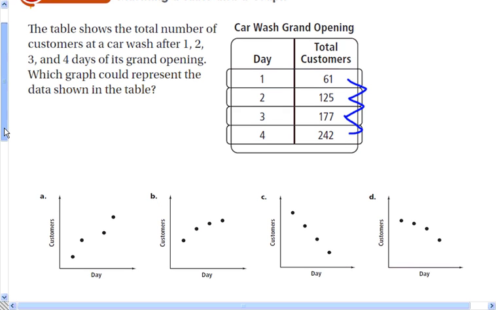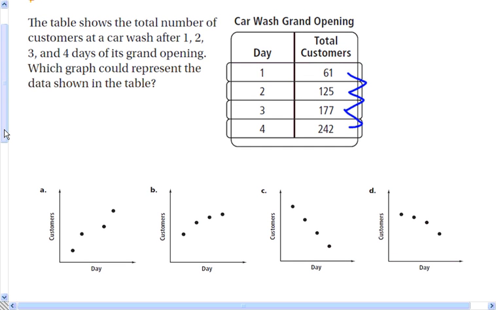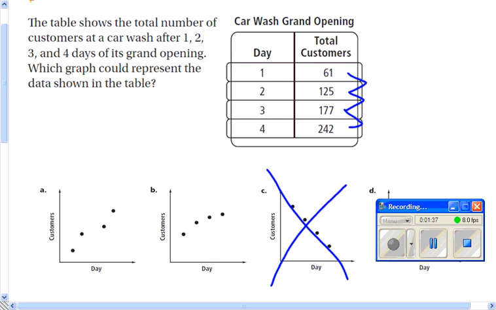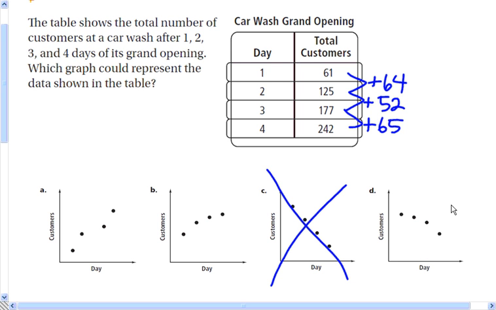We can eliminate a couple because we see the total customers increasing, and so let's eliminate C because that's showing a decrease. Now let's find the difference between the total customers for each day, and then use that to decide which graph we want to use. After analyzing the difference between the total customers for each day, we notice that it's going up, and then it's going up again, but not by quite so much, but then it's going up again a little bit more than in between any other day.